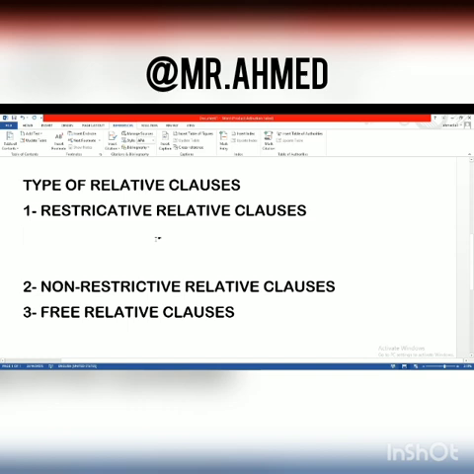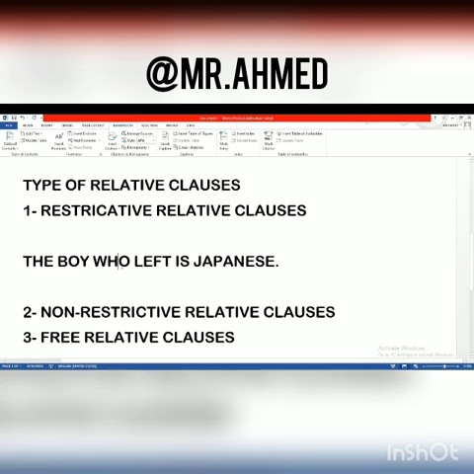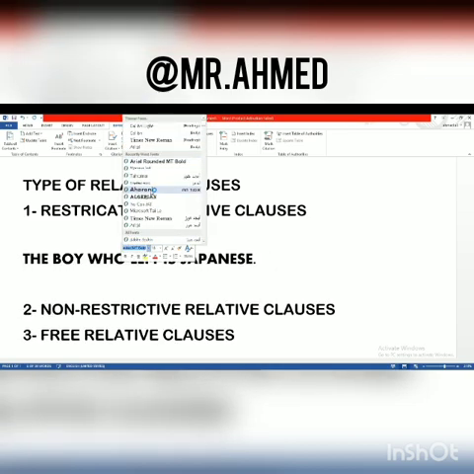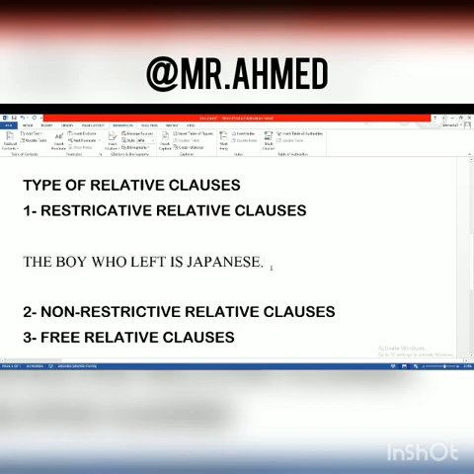The first type of relative clauses is restrictive relative clauses. شنو يعني restrictive relative clauses؟ خلينا ناخذ مثال حتى تكون واضحة. So this is the example, which is the same example in the book: the boy who left is Japanese. Okay, so this is the first example. The boy who left is Japanese.